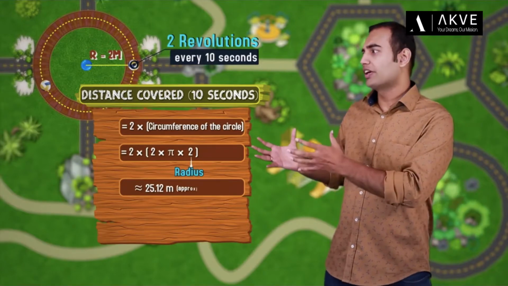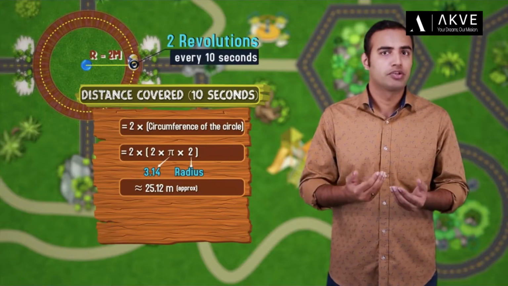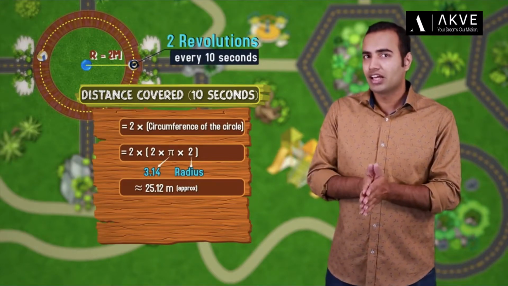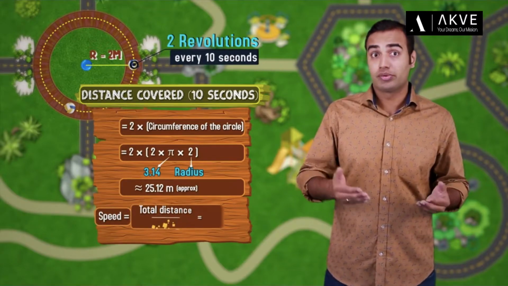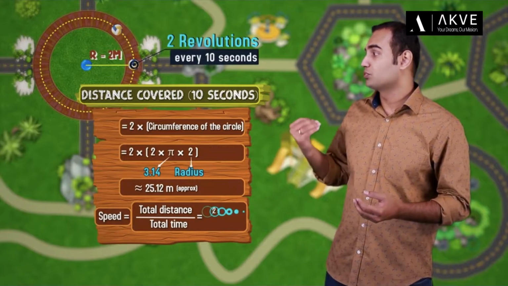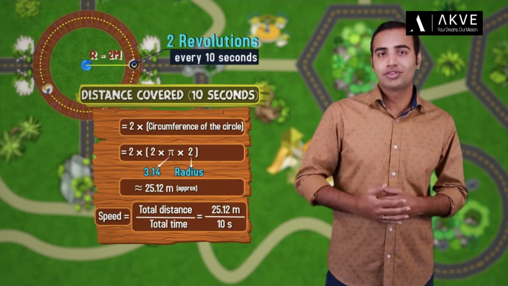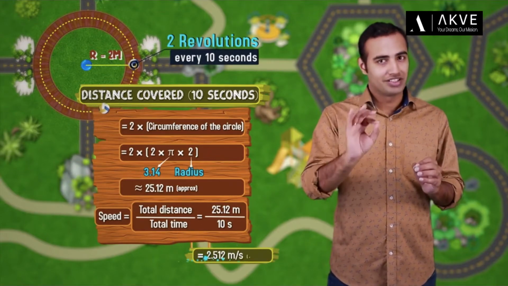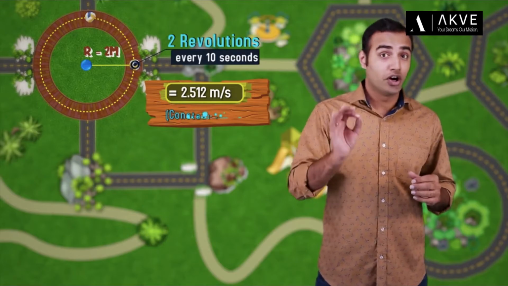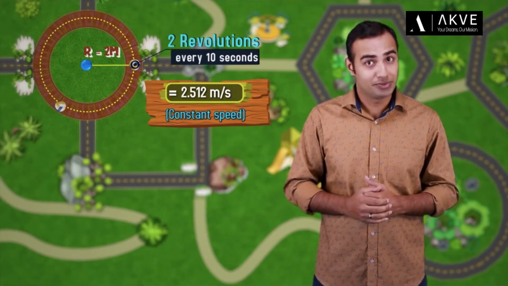Now, this is an approximate value because we have taken the value of pi as 3.14, which is an approximate value of pi itself. Once we know the value of distance, we can easily calculate the value of speed by using the formula speed is equal to total distance upon total time. So, total distance is 25.13 meters and total time is 10 seconds. The speed comes out to be 2.513 meters per second. So essentially, we can say that the object travels at a constant speed of 2.513 meters per second.